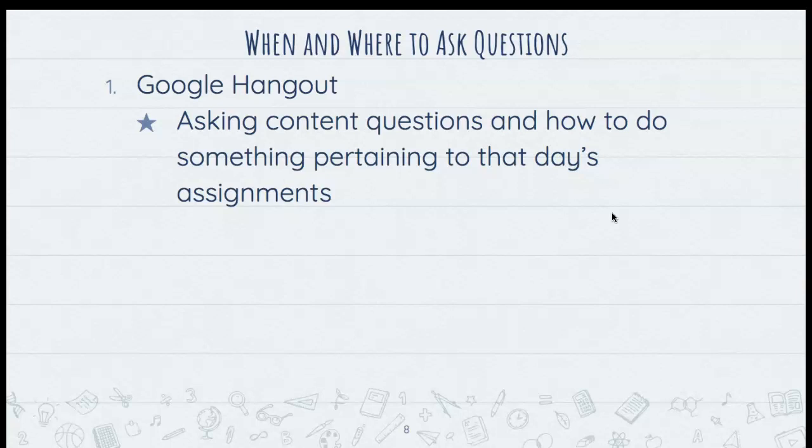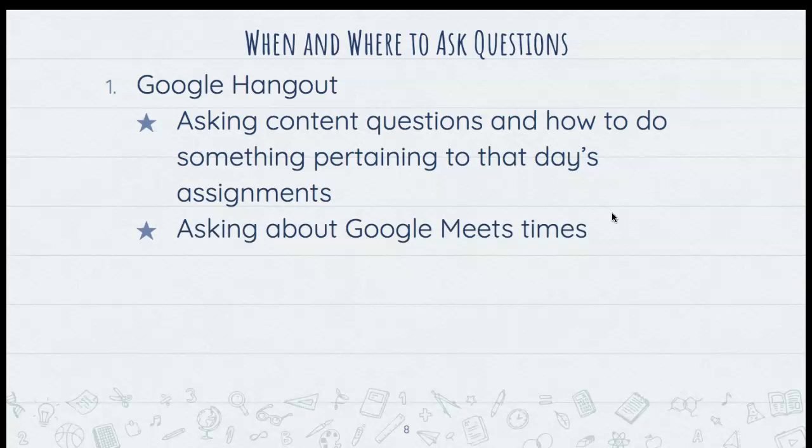That way, everybody can see the answers, whether it's 5A, 5B, 6A, 6B, or advanced math. So everybody gets that same answer to that question. And remember, you can always scroll back through and look at what everybody has asked through that day. That's why it's so important to keep that Google Hangout with only content-related questions.